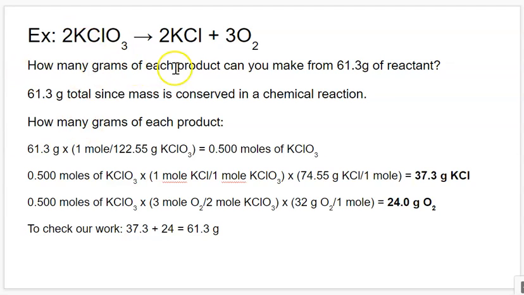If you have more than one reactant, though, and you're not given the grams of the other one, you can't really check your work this way unless you go through and actually calculate how many grams of the excess reactant are being used. All right, let's look at another example.